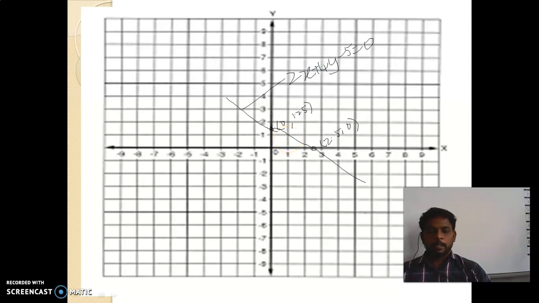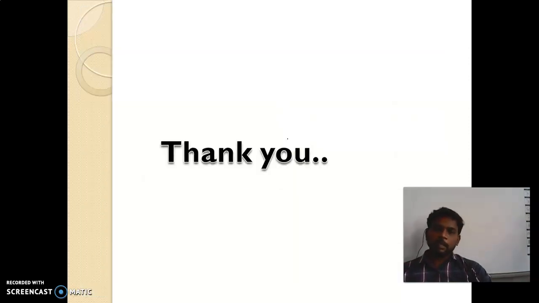So I think you have already understood how to draw a linear equation on the graph sheet and how to find the linear equation when the solutions are given. And if you have any doubt, just go through the slides once again or just ask me, I will clear it out.